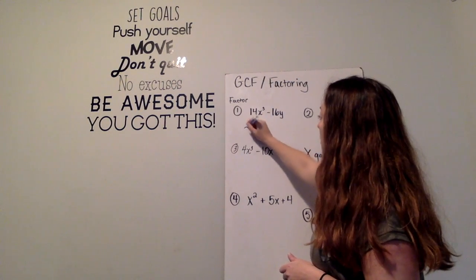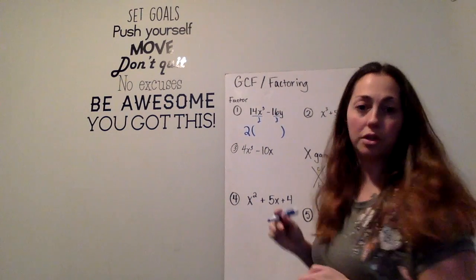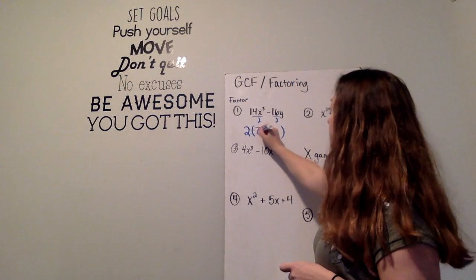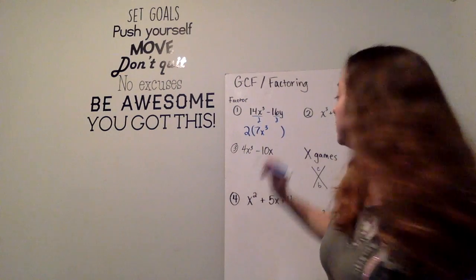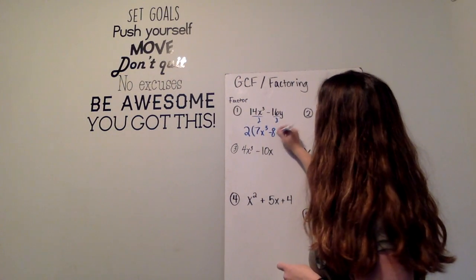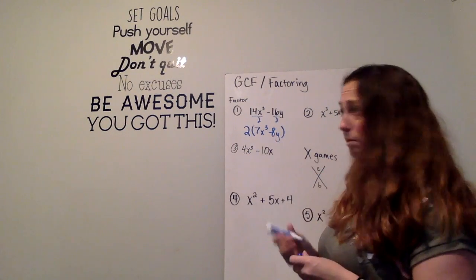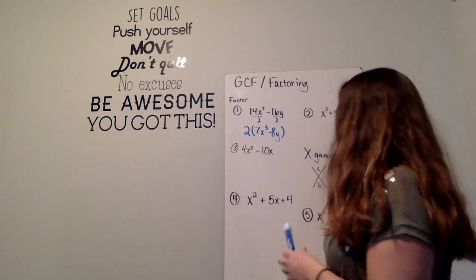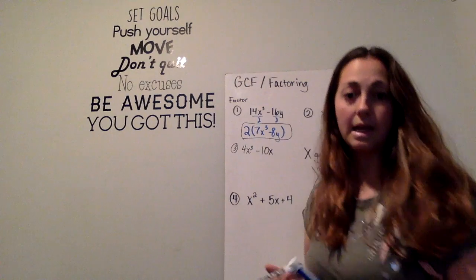I'm gonna leave some room because what I'm doing here is I'm dividing each of those terms by 2. 14x cubed divided by 2 is 7x cubed. And then negative 16y divided by 2, that's negative 8y. And then if there's more to factor out, I would see that I could divide by more, but 7 and 8, there's nothing in common. X cubed and y, nothing in common. So my answer is that right there.